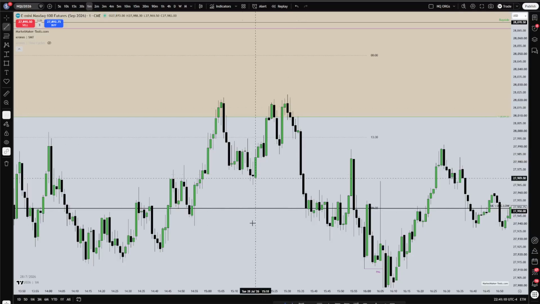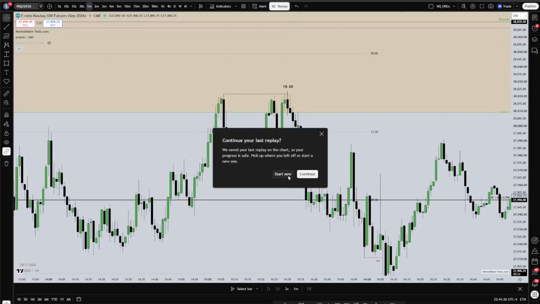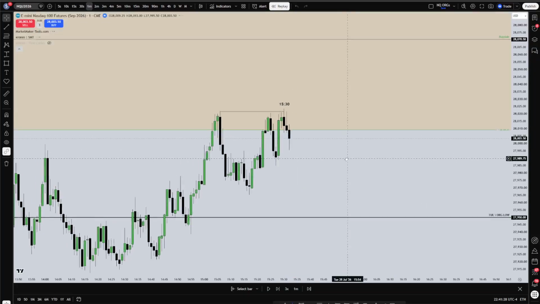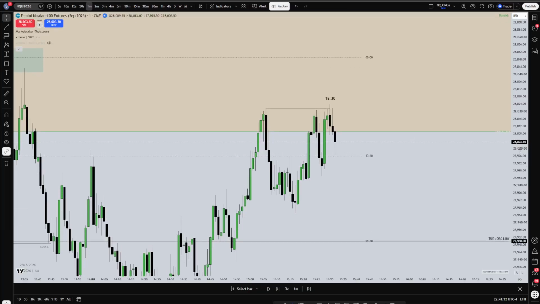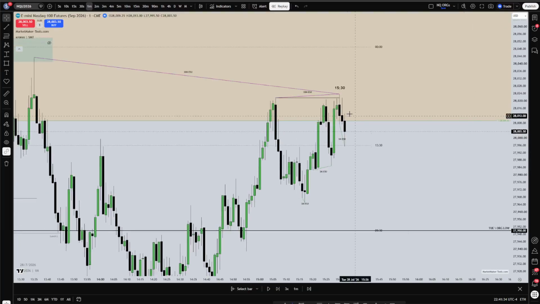This is amazing. I would have taken this trade. Equal highs taken at what time? 15:30. I would have taken it. Did we have an SMT? Let's see. Yep, we have a 30-minute SMT. I would have entered here. This would have been such an amazing trade.